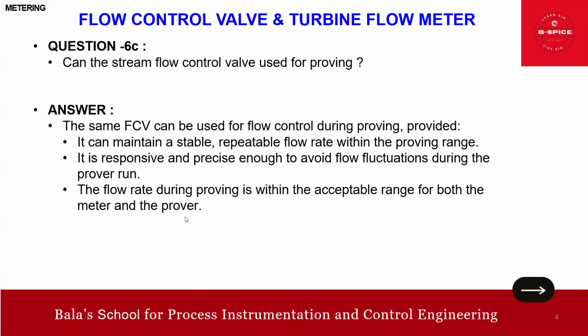But if you ask me for the best practice, use a dedicated control loop or proving mode in the flow computer to manage the FCV during proving. Some systems use a separate proving control valve. What for? To enhance accuracy and stability. So that is the best practice. But if not possible, you can use the FCV, provided you meet these conditions. So that is about the 6.